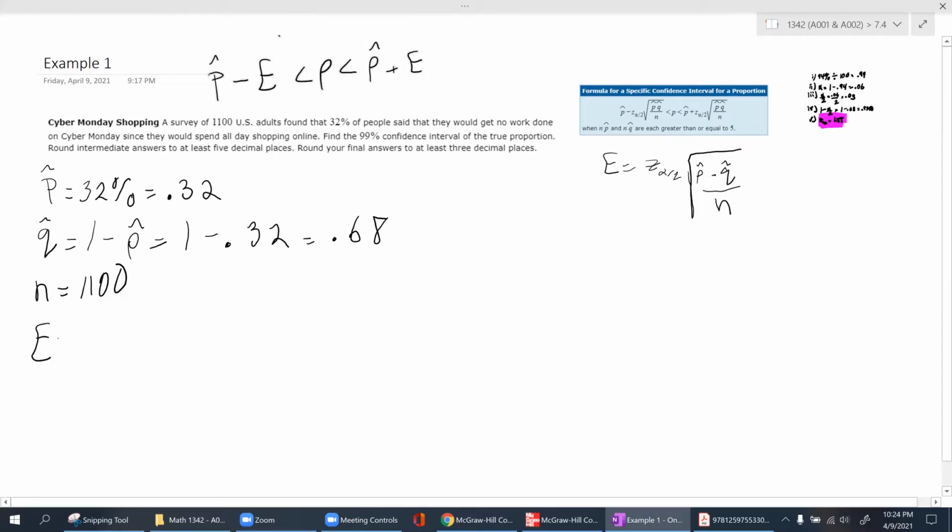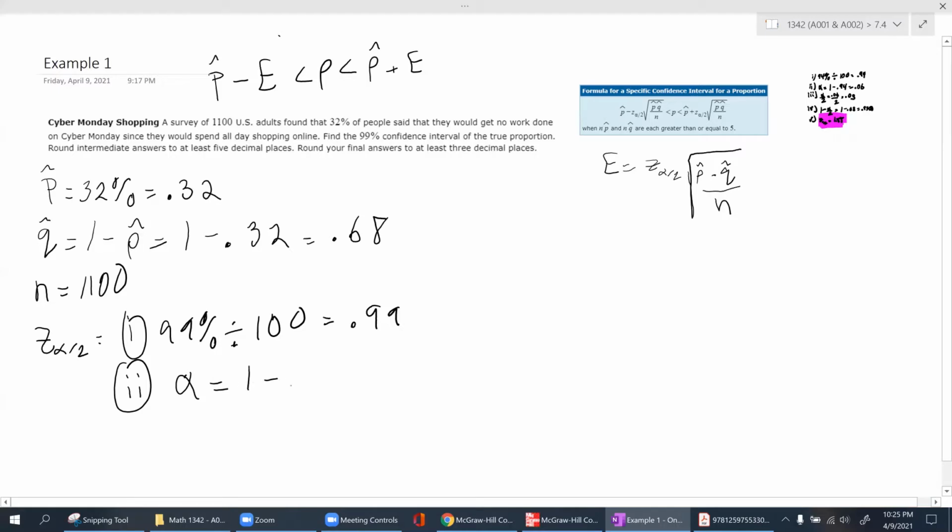So we said my margin of error was that. Let's find my z alpha over 2 first. Let's see the confidence interval that was given. It is 99%. So for my step 1, it's 99% divided by 100, which gives me 0.99. For step 2, to find my alpha, it's going to be 1 minus that value, which should give me 0.01.